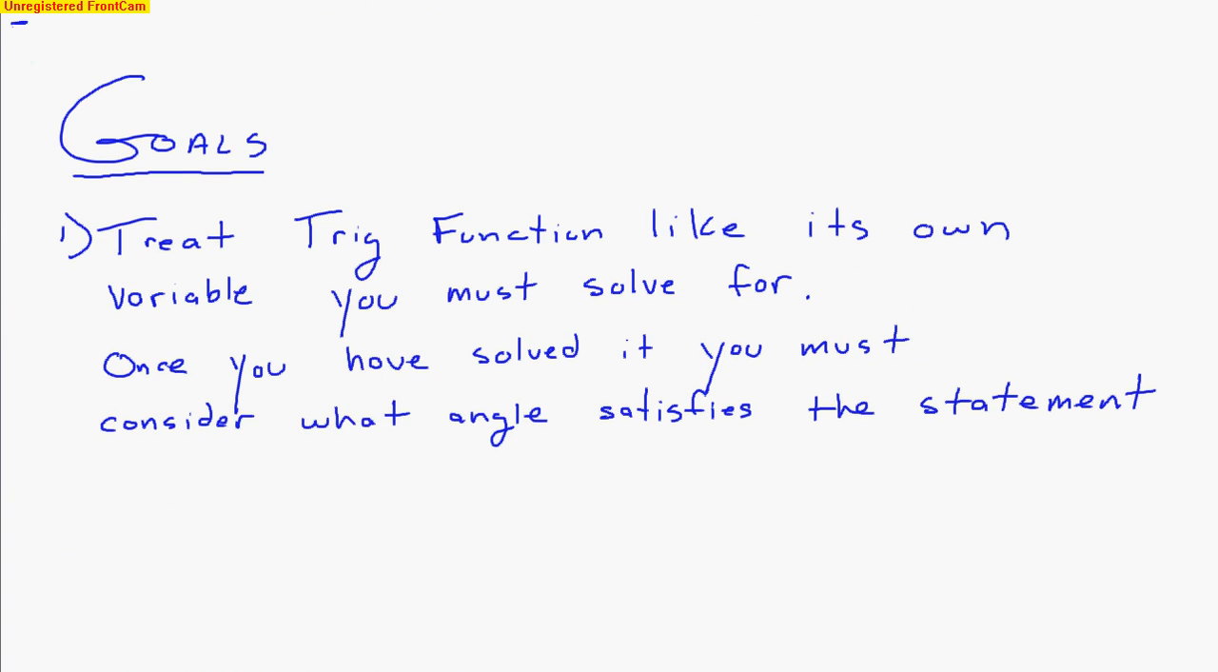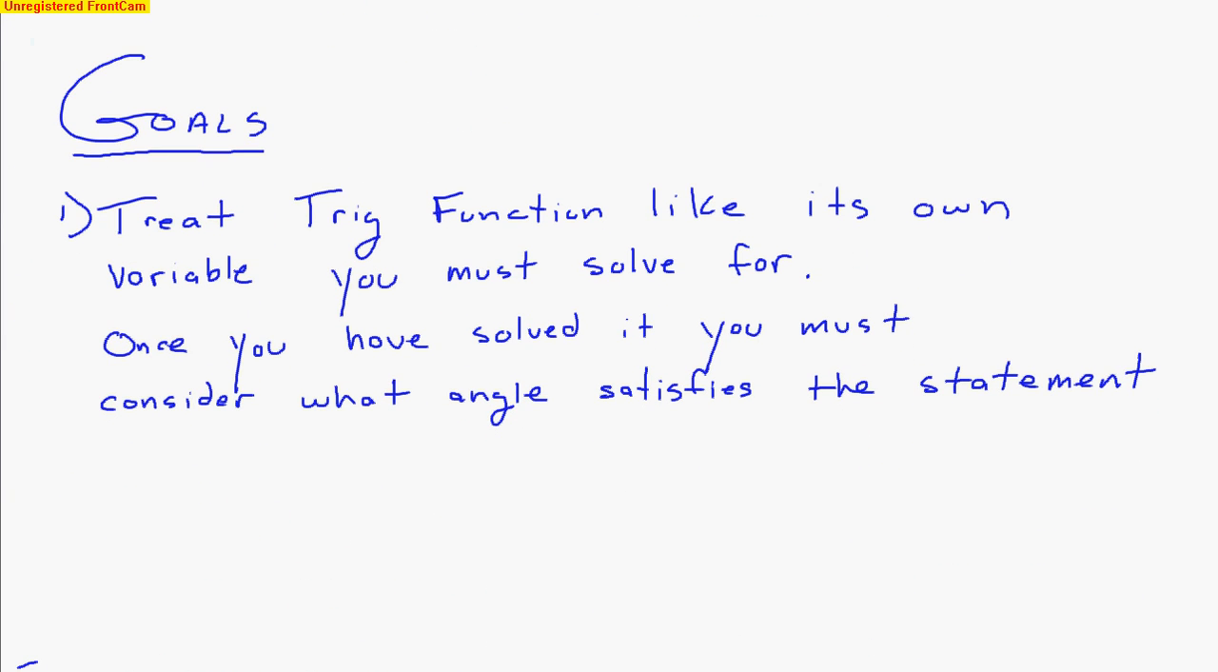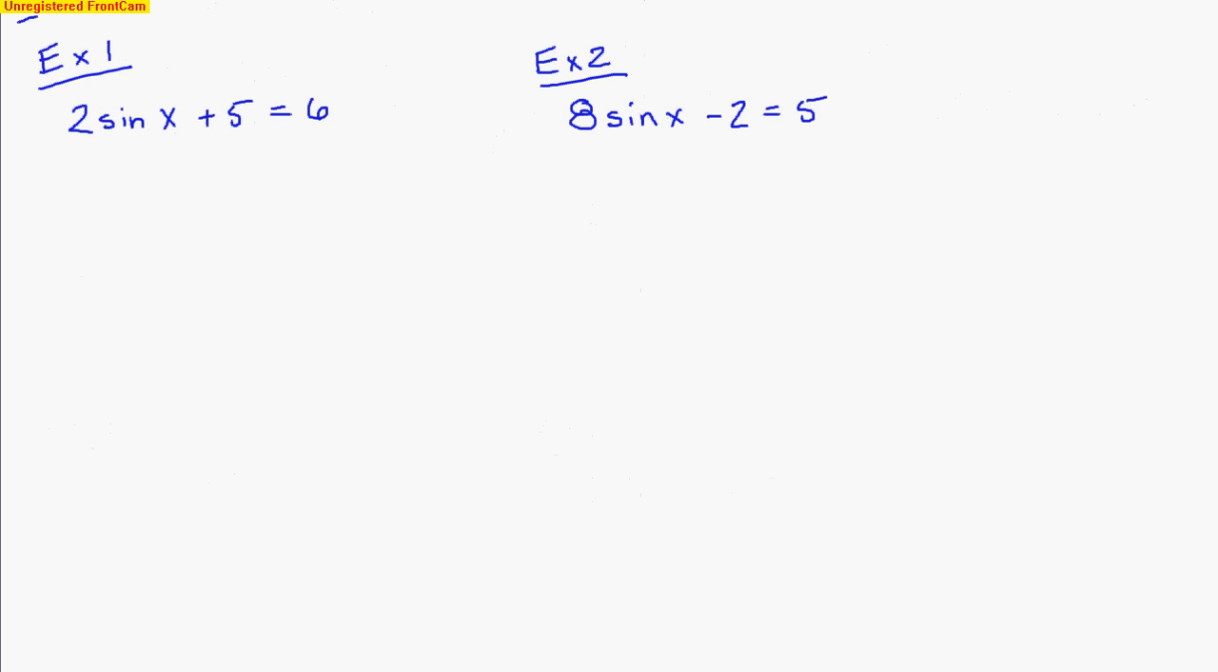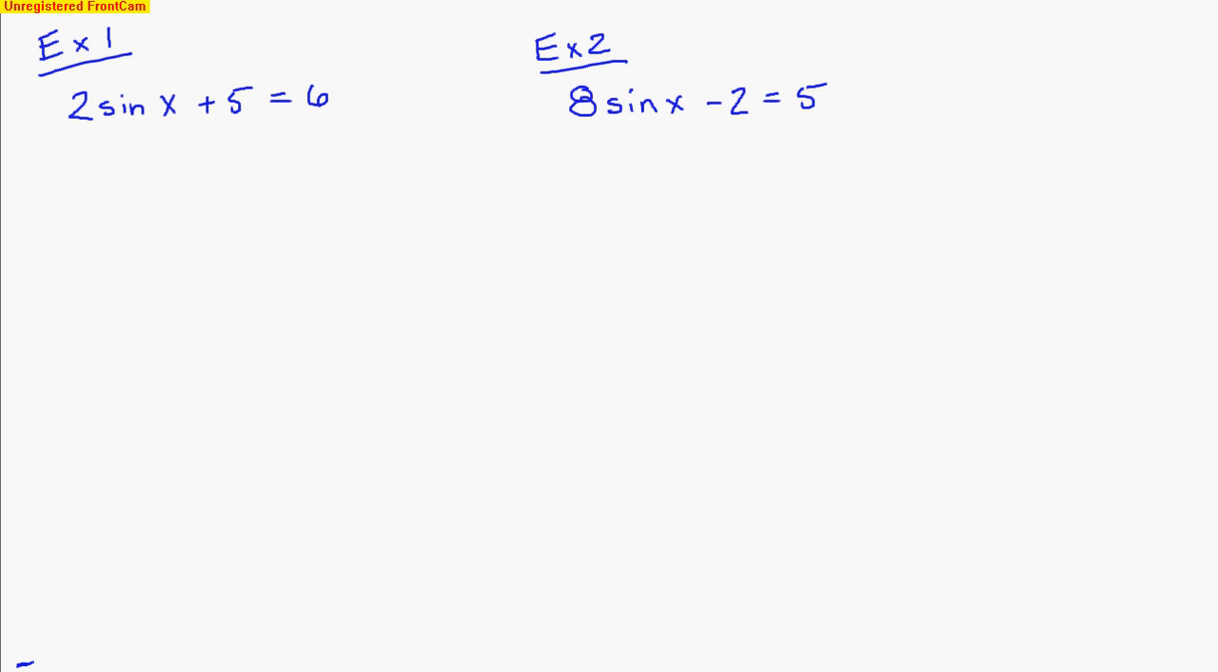Alright, so the goal is to treat the trig function like its own variable that you must solve for. So again, you're trying to treat that trig variable just like it's x back in an old algebra problem. You're trying to solve for it. However, once you solve for it, you must consider what angle satisfies the statement. And for this to make complete sense, let's take a look at two examples. I think this will make a lot of sense to you.